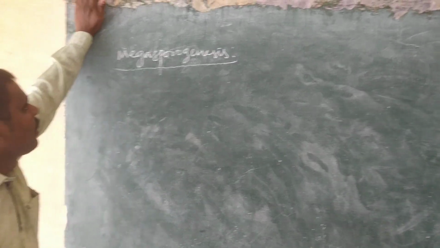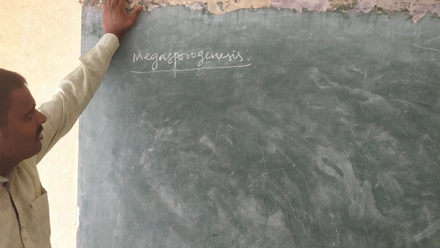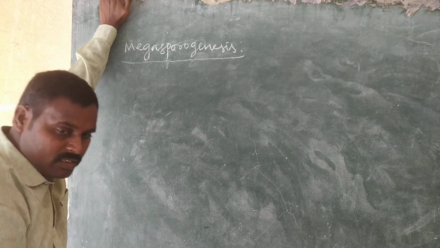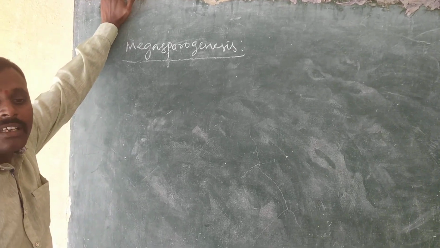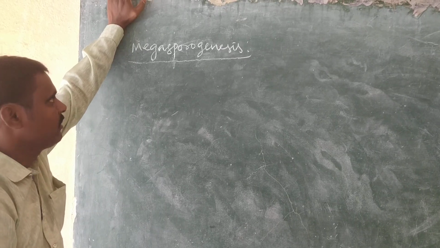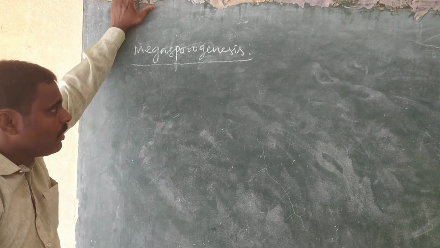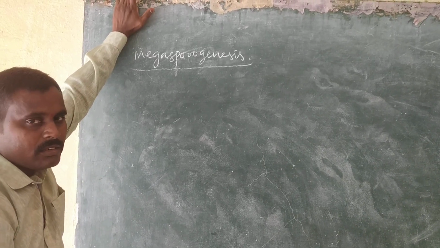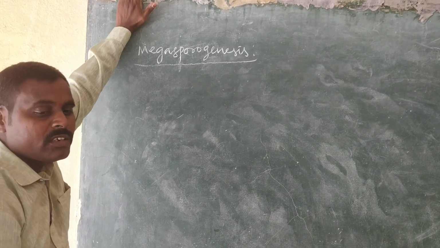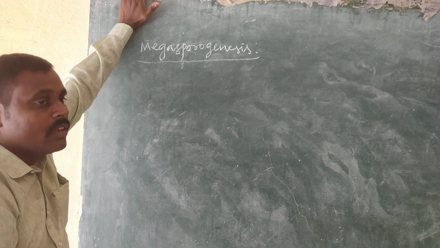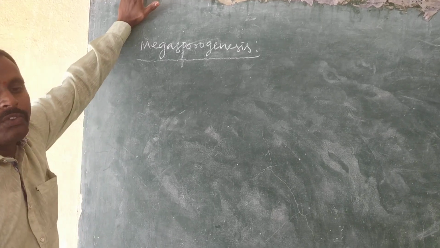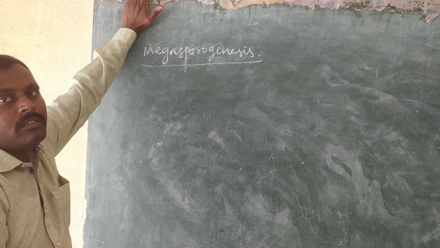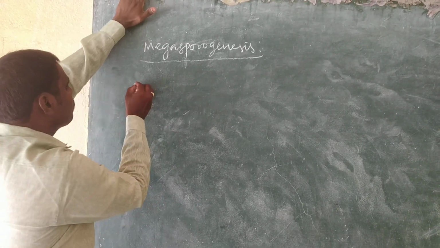The next topic is megasporogenesis. So what is megasporogenesis? The process of formation of megaspores from megaspore mother cell by meiotic division or reductional division is called megasporogenesis.